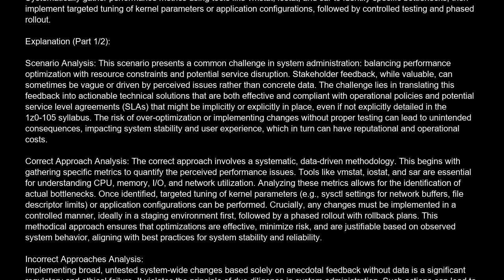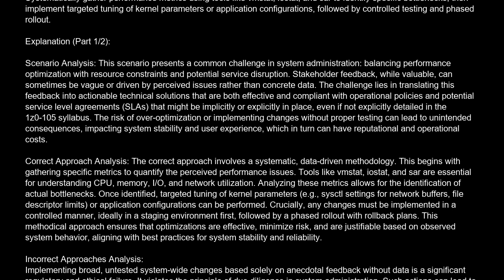The correct answer is A. Systematically gather performance metrics using tools like vmstat, iostat, and sar to identify specific bottlenecks, then implement targeted tuning of kernel parameters or application configurations, followed by controlled testing and phased rollout.